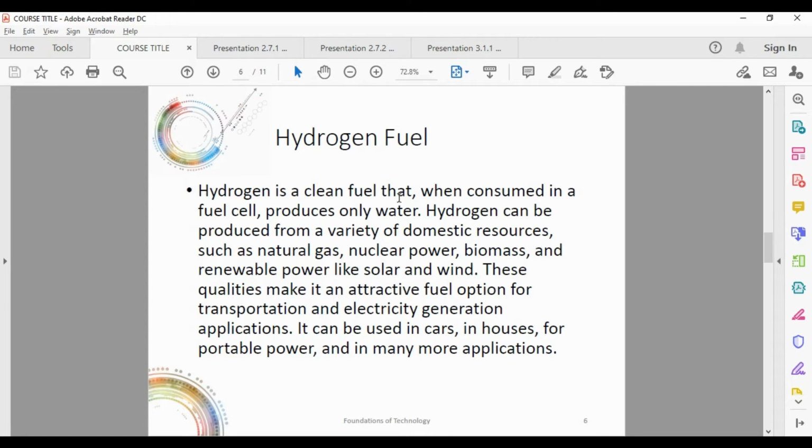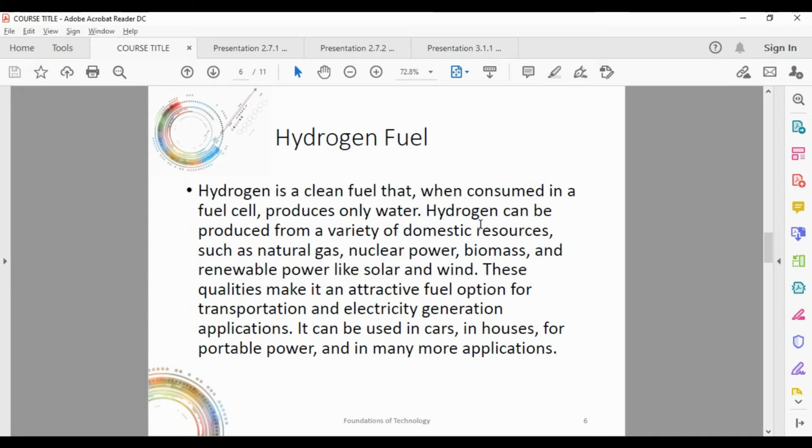Hydrogen is a clean fuel that when consumed in a fuel cell produces only water. So it doesn't produce all of these harmful gases that gasoline and some others can. It produces water vapor as its output. So if you had a hydrogen engine in your car, you could actually drink its exhaust. Do not, under any circumstances, do that with a normal car. Okay, just, don't.